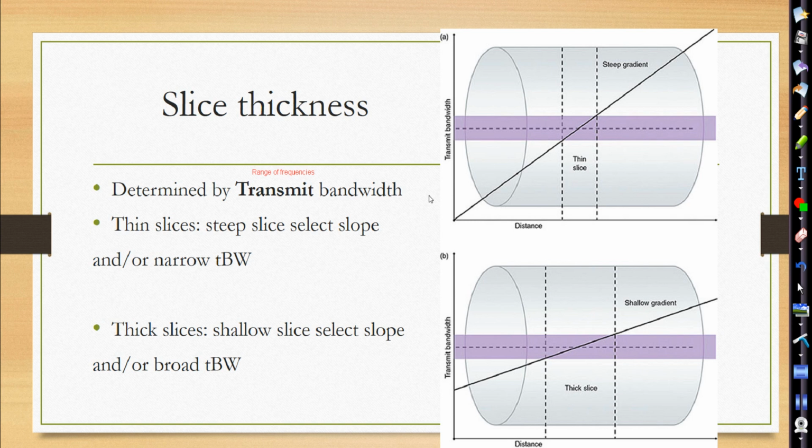The wider the range, or more broad, what do you think? Is this a thicker slice or a thinner slice? A wider range of frequencies: we're exciting more, so a thicker slice. If we narrow down our transmit bandwidth, a smaller range, that gives a thinner slice. So that goes to right here: a thin slice, narrow transmit bandwidth.